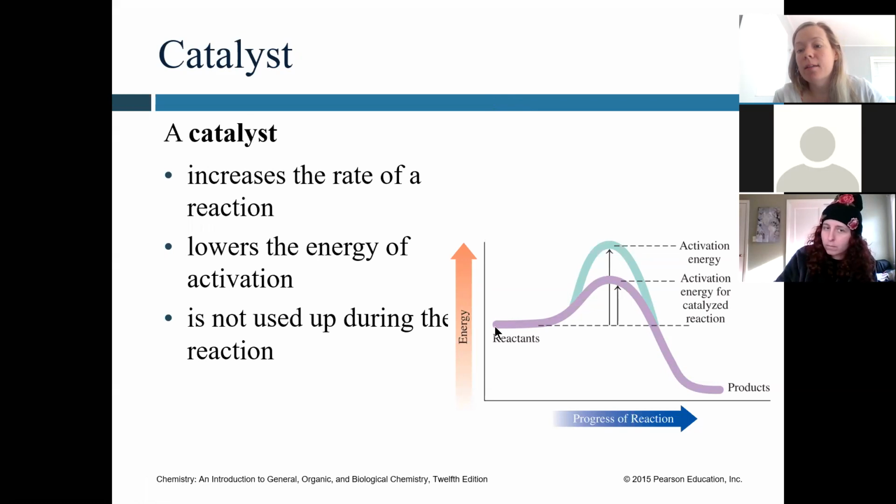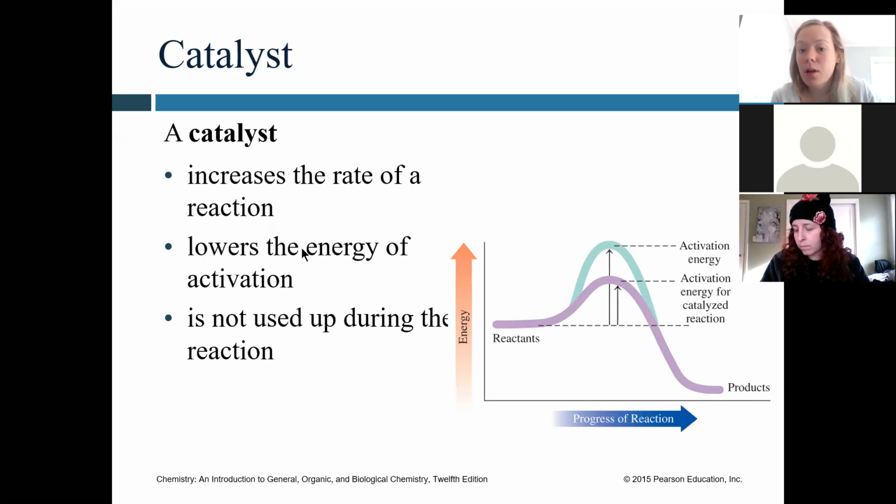So without a catalyst, we can see that the activation energy is all the way up here. So you have to give it enough energy to get to this point, and then the reaction will naturally occur. When you have a catalyst, it lowers the activation energy, so it makes a smaller hump of energy that you have to get up and over to then allow the product to occur. So lowers the activation energy.